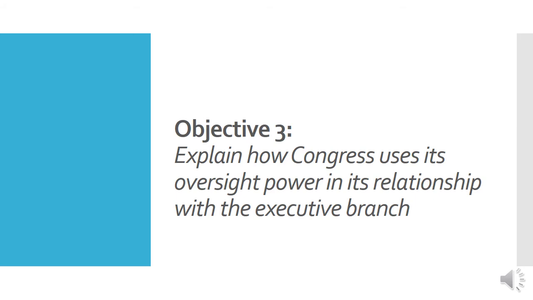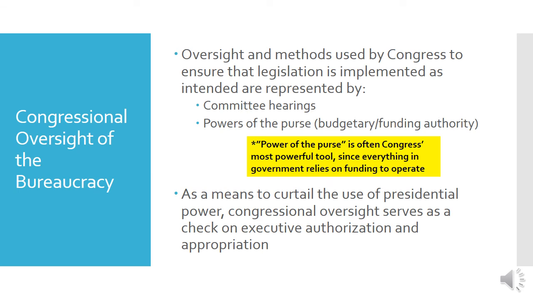Objective 3, explain how Congress uses its oversight power in its relationship with the executive branch. Congressional oversight of the bureaucracy. Oversight, we mentioned earlier, is one of the checks and balances that Congress has against the bureaucracy. But these are methods used by Congress to ensure the legislation that they have written and passed is actually implemented as designed.